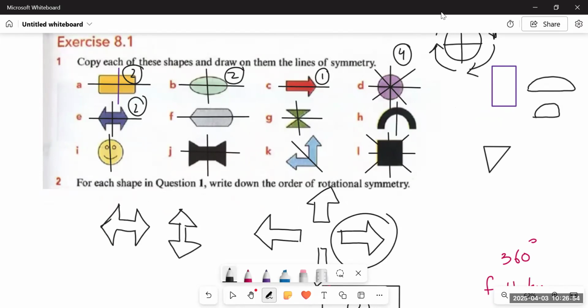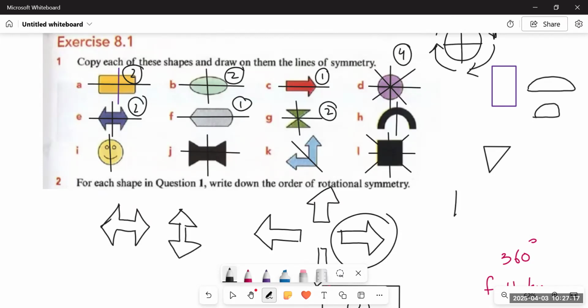You see? It will look like this twice upon rotating it 360 degrees, so it will have order 2 rotational symmetry. Then if we talk about part F, it will look only once to its original shape upon rotating it a full turn. Then it will have order 2 rotational symmetry.